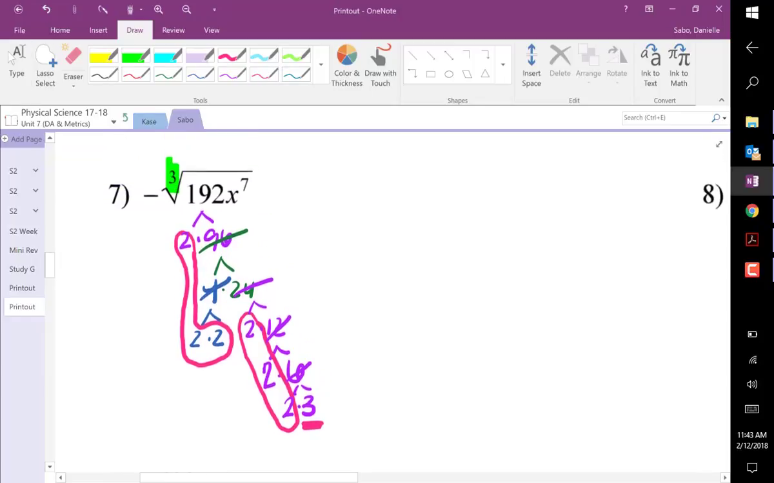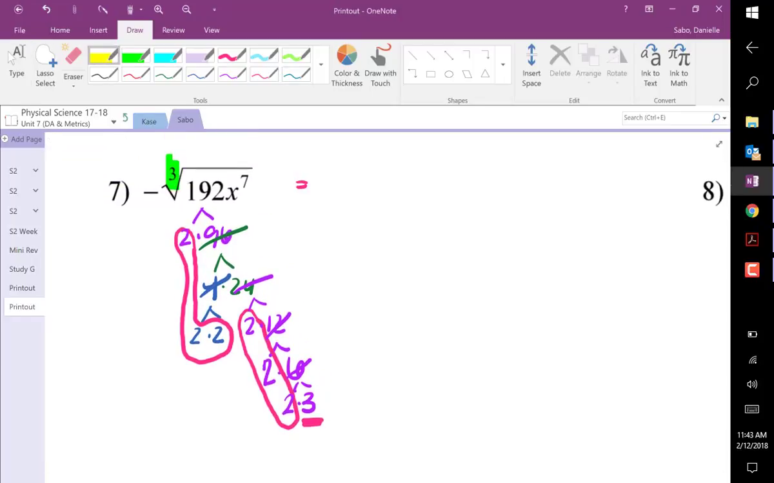So let's write this out. The negative is out front, so negative. And I have two groups of 2. So there's 2 ways you can write it. You can write 2 squared, or you can just know that it's 2 times 2. What is 2 times 2? 4.